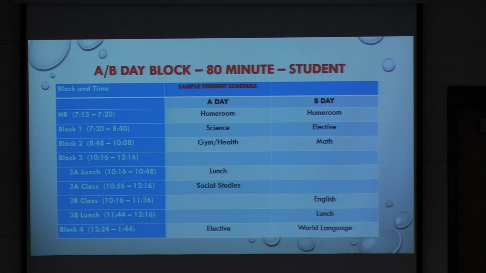So is there a division of classes in terms of A days and B days? Like, for example, if you have a science, right? Is there a selection that only certain classes can be taken on certain days? Right. So we have the capability in Genesis to be able to dictate that, right? Honors chemistry is only offered on an A day. We only have however many sections are only offered on A days.